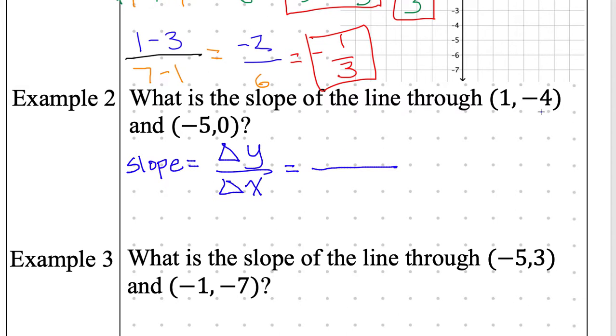Okay. It's negative 4 minus 0. Negative 4 minus 0. There it is. Everyone copy it down.